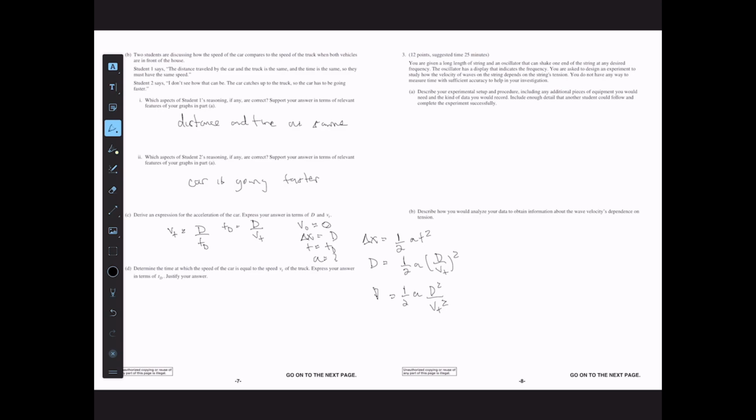So 2d, wait, hold on, no. Yeah, 2d vt squared over d squared, shoot. 2d vt squared over d squared is equal to a. So a d cancels out, so 2 vt squared over d is the acceleration. Let me just double check. Yeah.